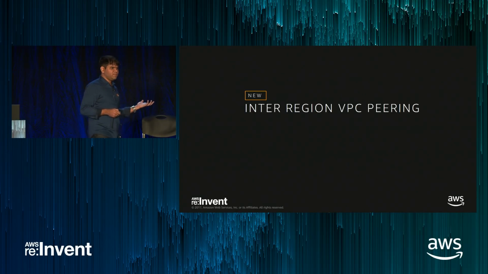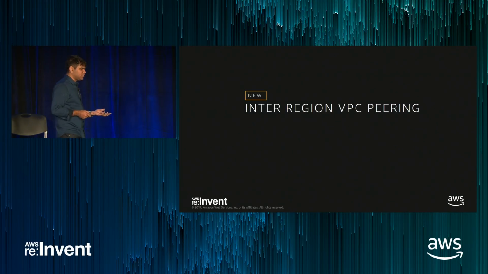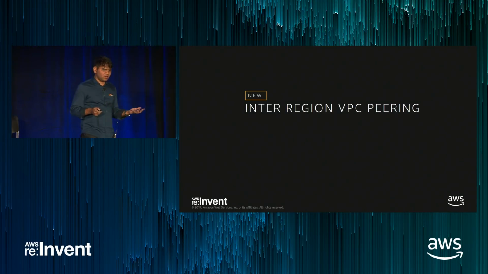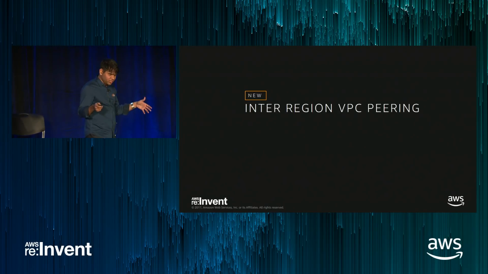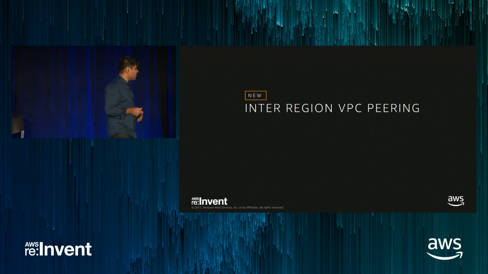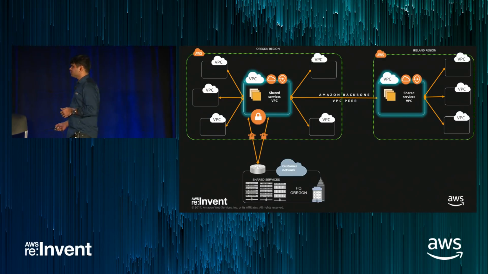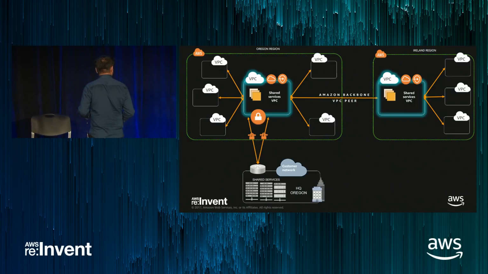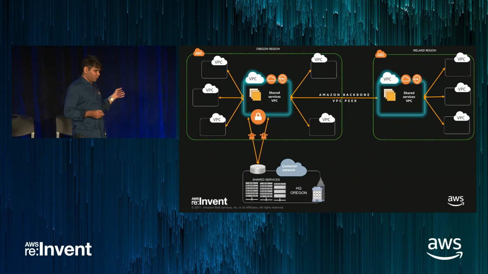So people love VPC peering because it allows them to connect one VPC to another VPC in a very secure way, and it always works. It used to work within a given region, but now it works across regions. So this is a small diagram that shows two VPCs in two different regions being connected. So it takes care of a lot of your headache.